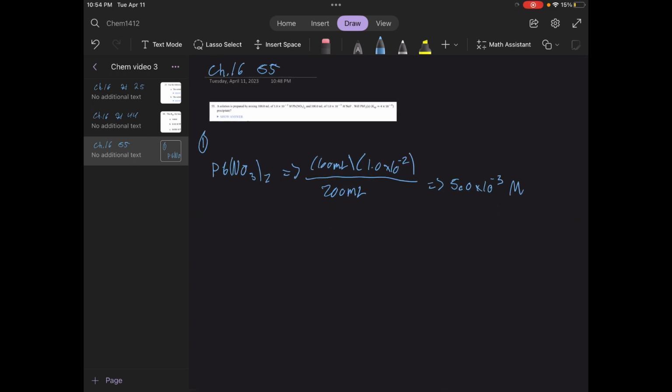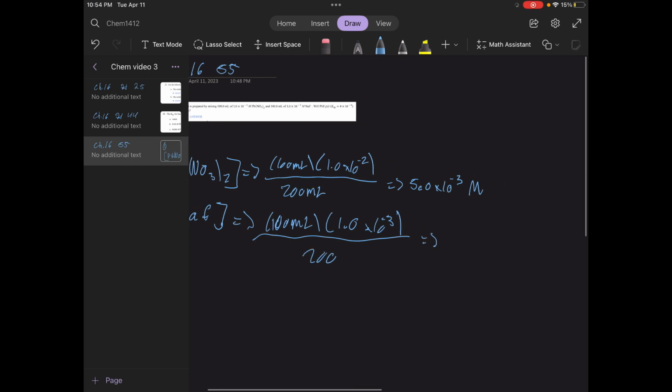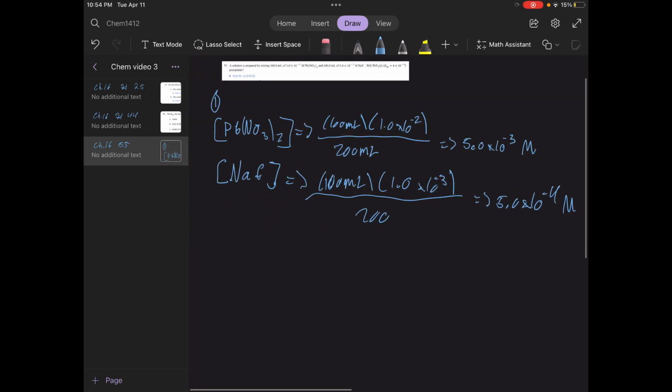So, we're also going to do it for NaF here, and it's also going to be really similar, 100 milliliters times 1.0 times 10 to the negative 3 over 200, which gives you 5.0 times 10 to the negative 4 molarity.